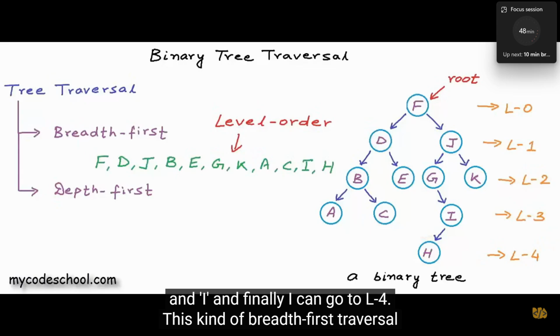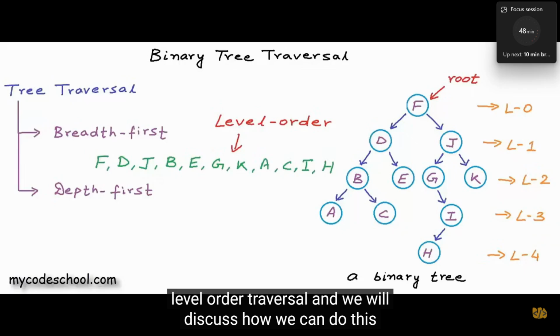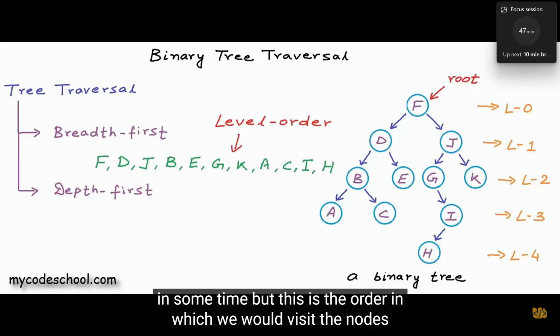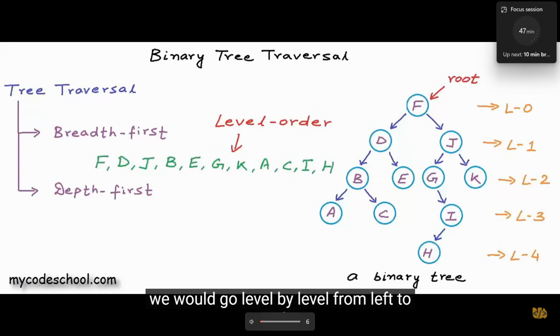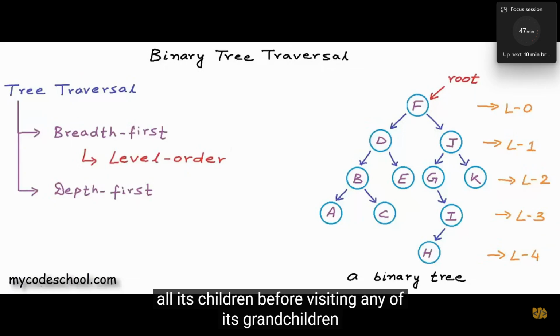This kind of breadth first traversal in case of trees is called level order traversal. And we will discuss how we can do this programmatically in some time. But this is the order in which we would visit the nodes. We would go level by level from left to right. In breadth first approach, for any node, we visit all its children before visiting any of its grandchildren.